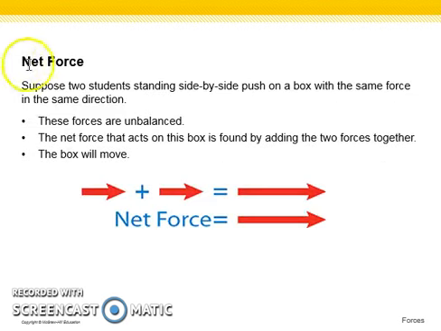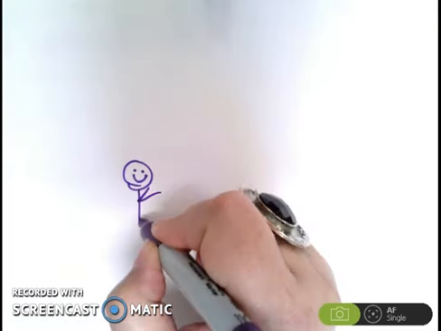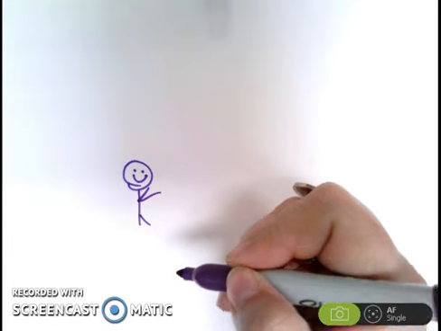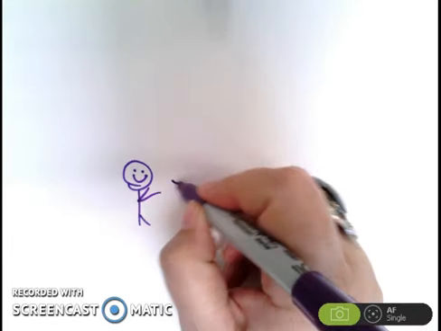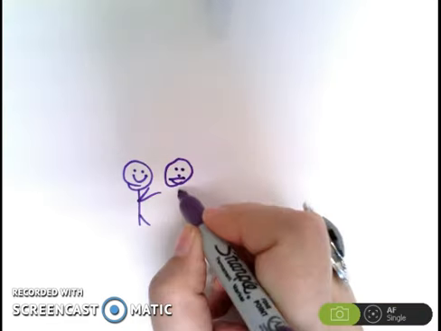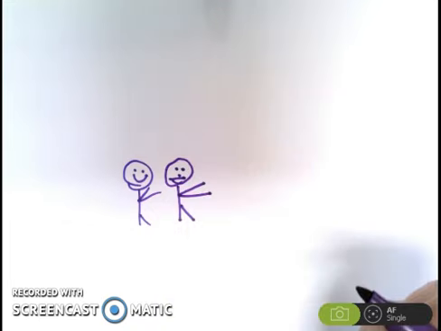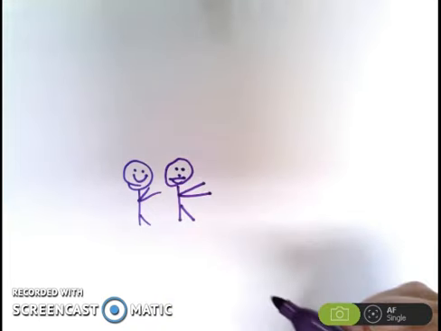Next subtitle, net force. So suppose 2 students standing side by side push a box with the same force and in the same direction. So in your notes, draw a student. Just going to draw a little person here, okay? And I'm going to draw another student, his pal. And he's not very happy about having to help his friend. And they are both going to be standing side by side.